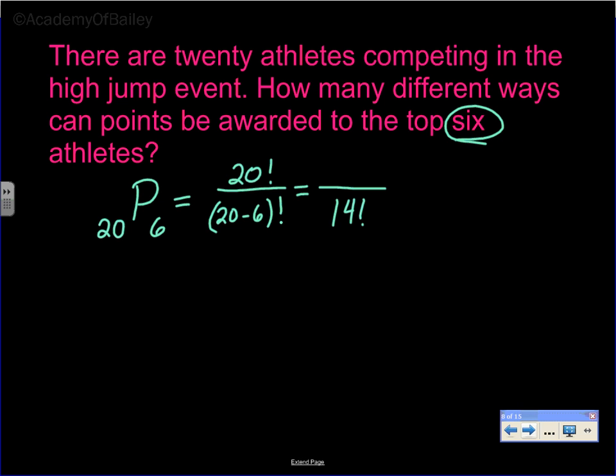And on top, just like we did in the last problem, we're going to stop at 14 factorial because that number is on top and it's on bottom. So 14 factorial and 14 factorial will cancel out. Remember to put the factorial sign after both of those because there's a difference between 14 and 14 factorial.